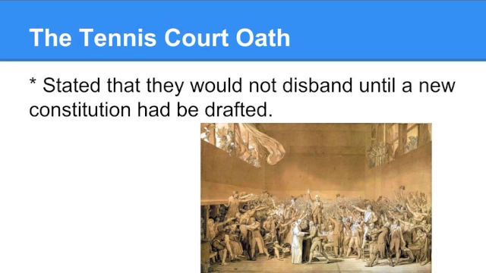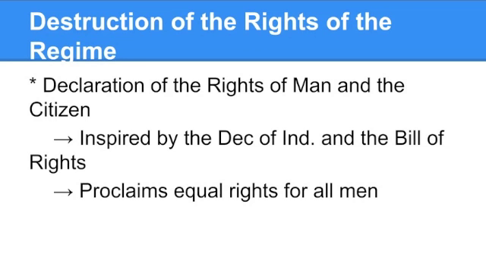About 570 people signed this in June of 1789. Actually, all but one of the people that met here signed this. And this was symbolic that people were now formally opposing the power of King Louis and the monarchy. And it was inspired a bit by the Declaration of Independence going on in America.